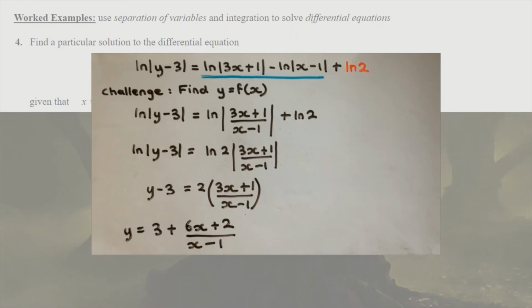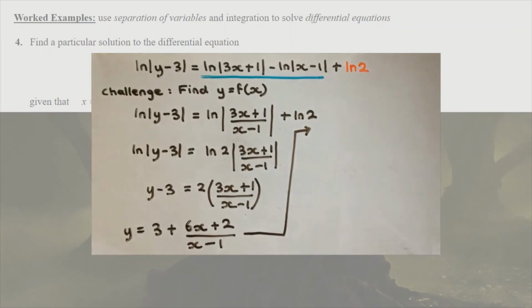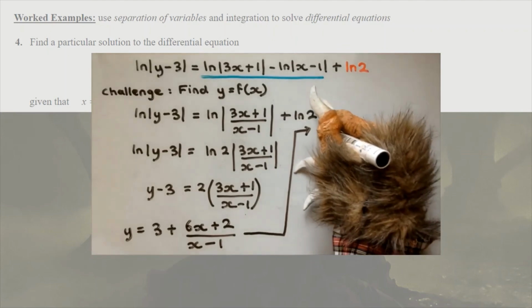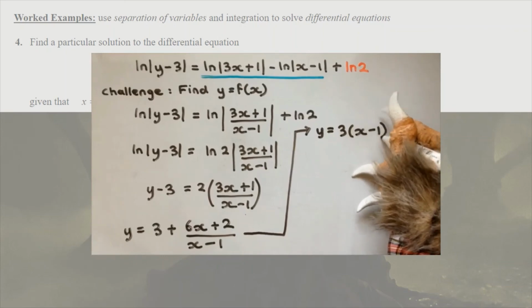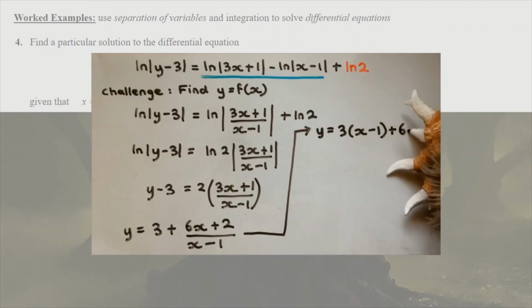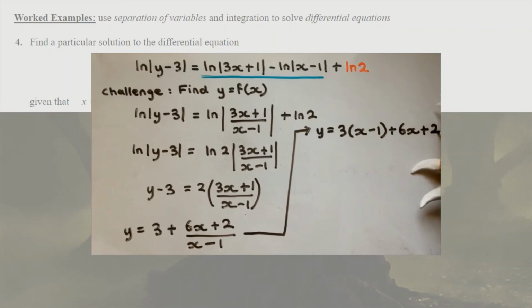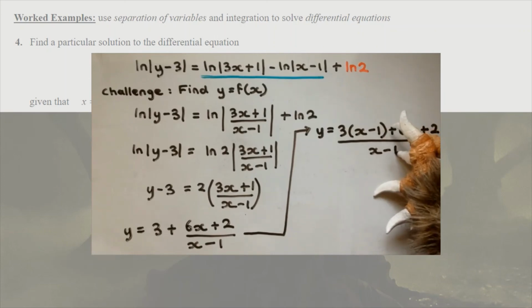And that's essentially the answer, but can we do even better? Can we combine this into a single fraction? I think we should have a go at that. So I'm going to move my working out up here, like so. So let's write everything over x subtract 1. So we're going to have y equals 3 lots of x subtract 1 add 6x plus 2. Just fit that on, hopefully. Yeah. All over x subtract 1.